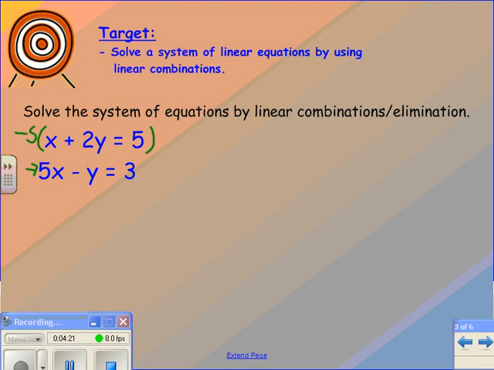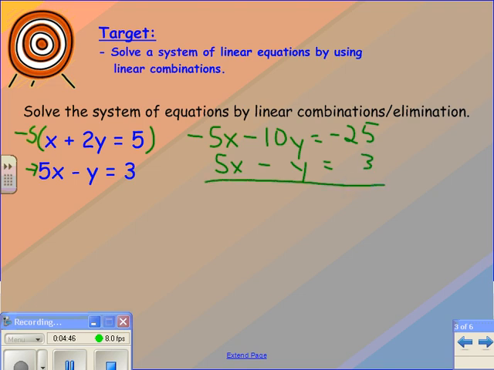So now let me just distribute that -5 to everything in that equation, which gives me -5x minus 10y equals -25. Then I can just bring over my bottom equation as 5x minus y equals 3.